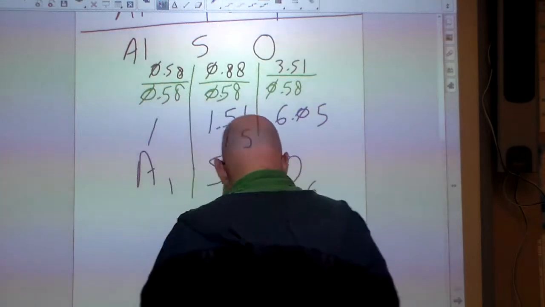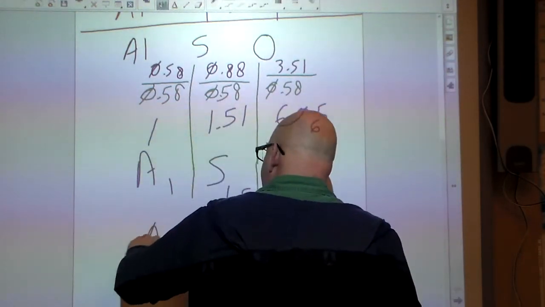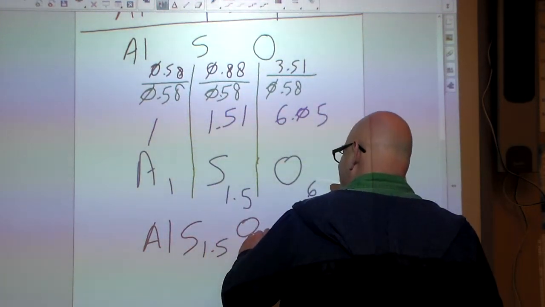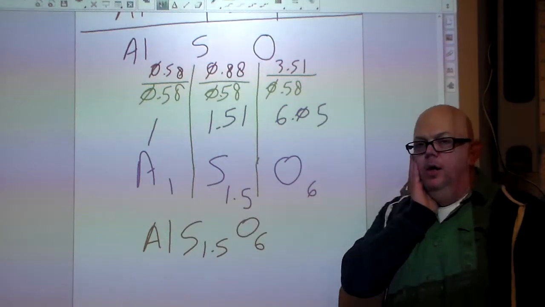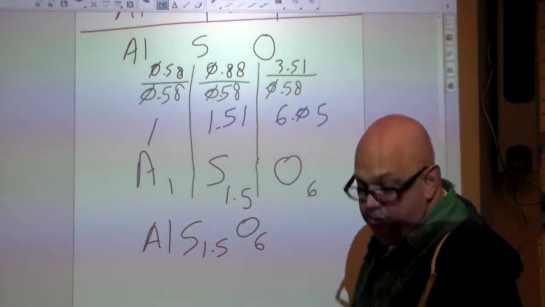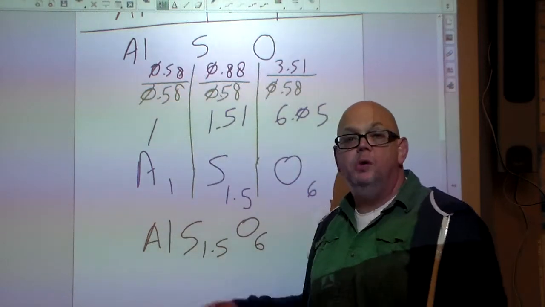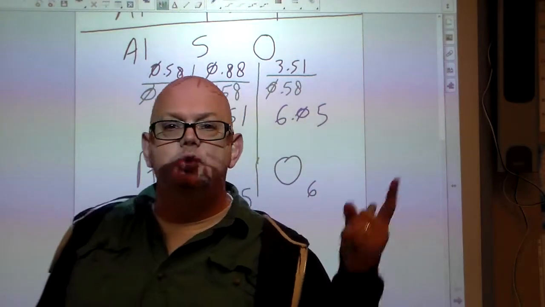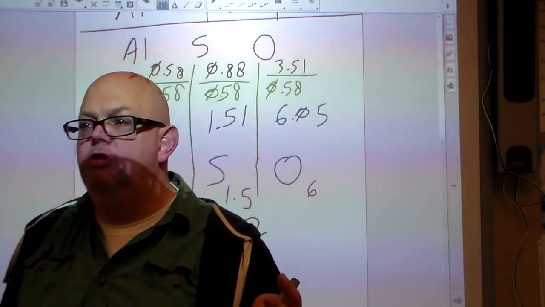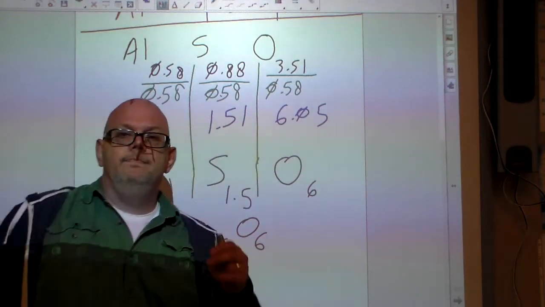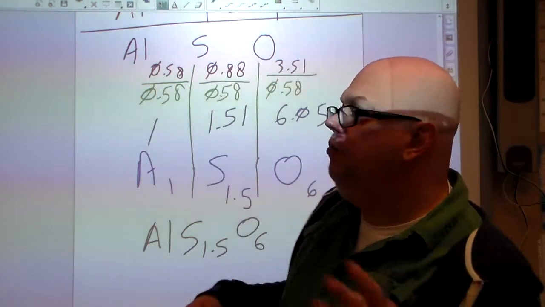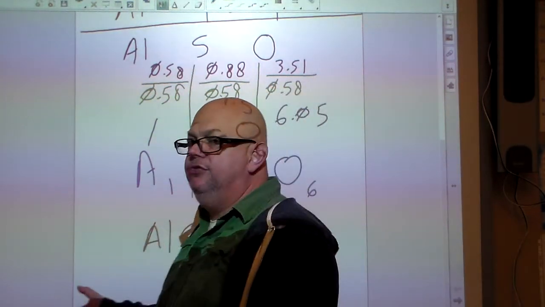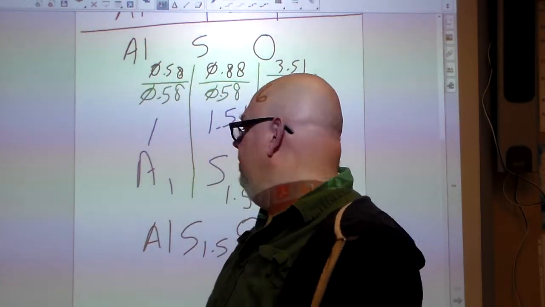So that's the ratio that we have. Now what does our formula look like? Well, it's going to look like Al S1.5 O6. We're almost there, but we're not done. The question comes down to, what do we do with this 1.5? And here's the secret. You can't round it down to 1. You can't round it up to 2. So somehow we got to make this a whole number. We can't add 0.5 to it. That's not going to work either.